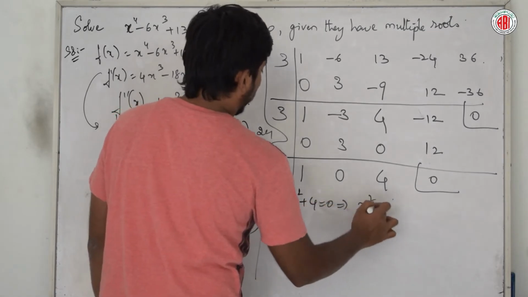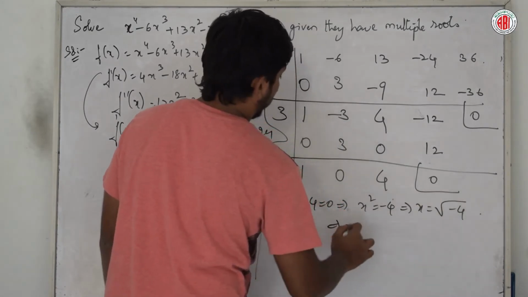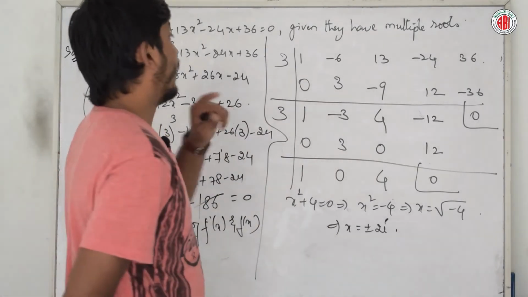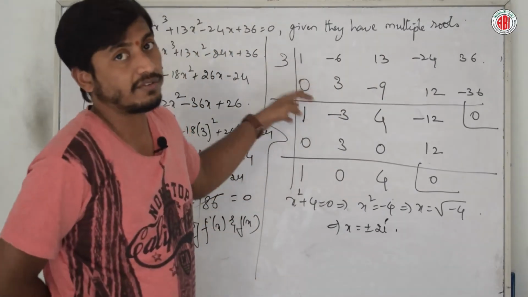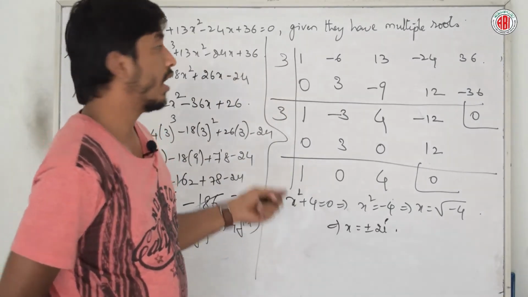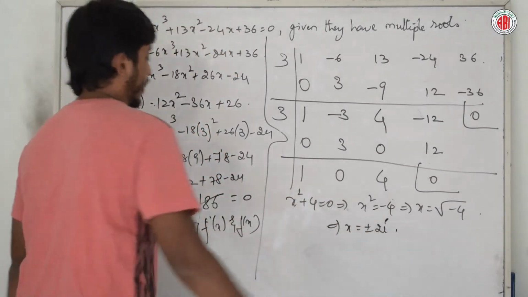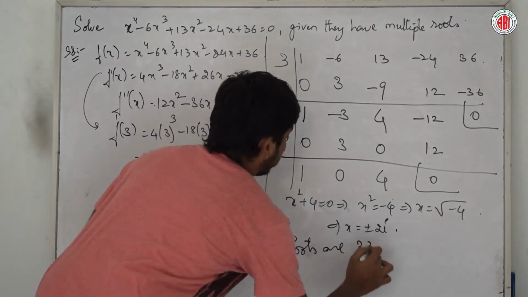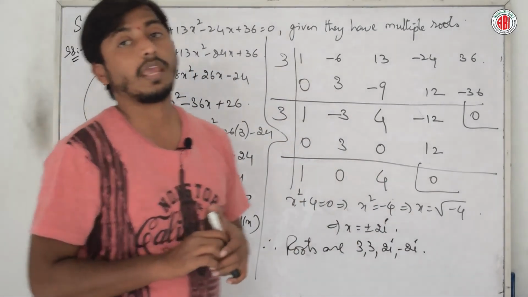What does this mean? x square is equal to minus 4. Obviously x is equal to under root minus 4. What does this mean? x is equal to plus or minus 2i. One more thing, if you observe, given there are multiple roots, obviously 3 and 3 are multiple. I mean, we have to take 3 as a repeating root. So 3, 3 and the other 2 roots are plus or minus 2i. Therefore, roots are 3, 3, 2i, minus 2i. Is it okay? Did you understand?